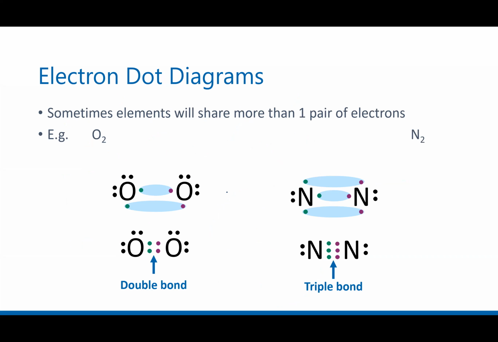sometimes elements will share more than 1 pair of electrons, and we would call these double or triple bonds. So in the realm of, we'll say, organic chemistry, you can have single bonds, which we see a lot, but things can also pair up to form a double or triple bond. So I have oxygen down here for an example that's showing a double bond, and nitrogen, for example, showing a triple bond. We're going to practice these now.